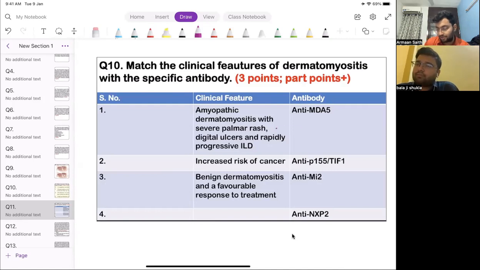So it is a straight match. Then increased risk of cancer is seen in patients having anti-p155 or the TIF1 antibody and the anti-NXP2 antibody. So it has two matches. And finally, benign dermatomyositis with a favorable response to treatment is seen in patients having the anti-Mi2 antibody. This is the answer to this question.